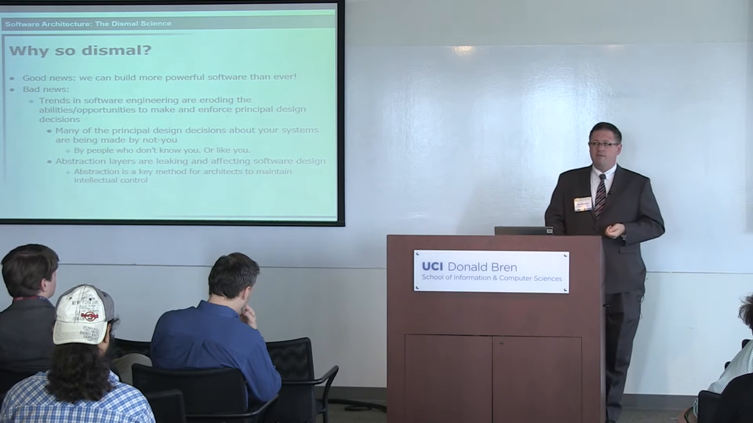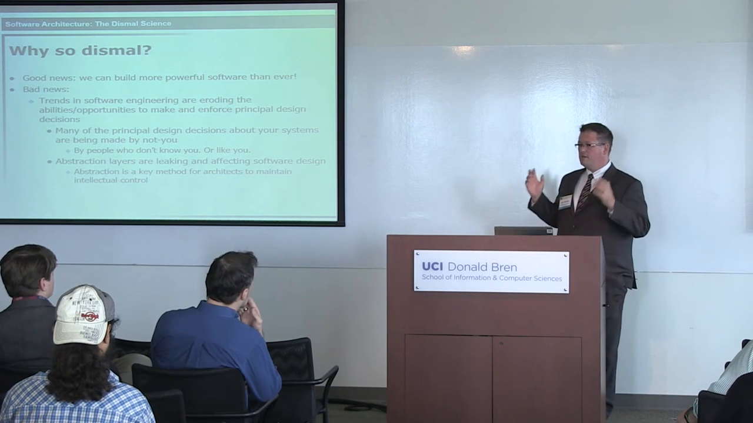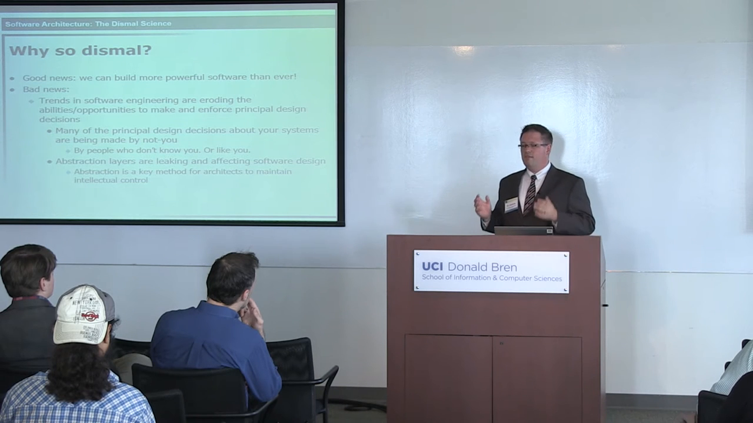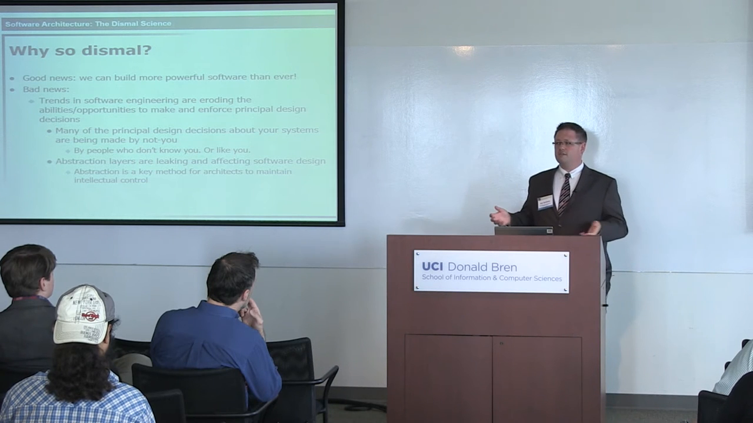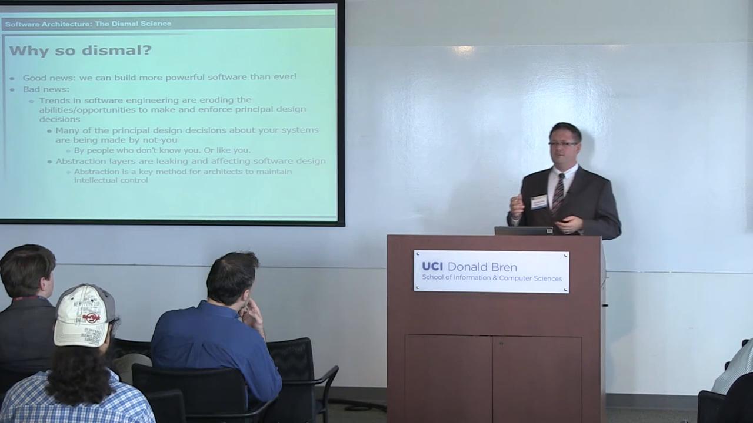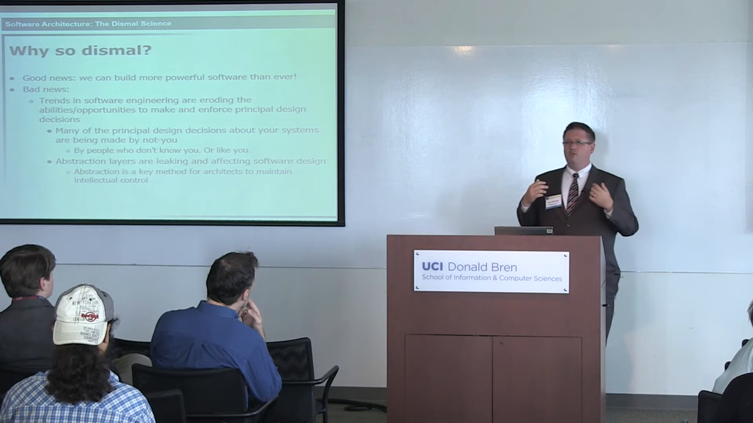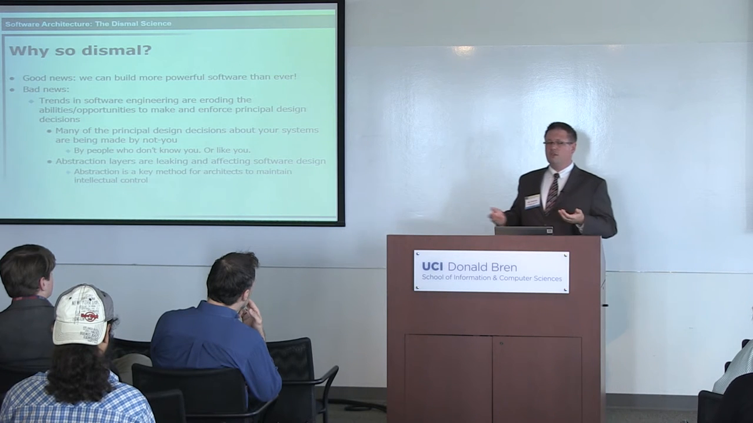Another phenomenon we see happening is that abstraction layers are leaking. Abstraction is the key power of software architecture and software engineering that makes us able to build systems bigger than ourselves. Humans can remember 5 ± 2 or 7 ± 2 things in your head at one time. And so we're limited. If we could all remember everything, we could build software amazingly.